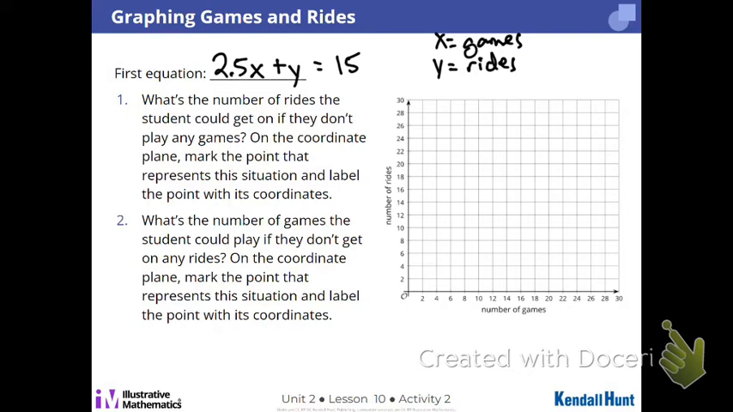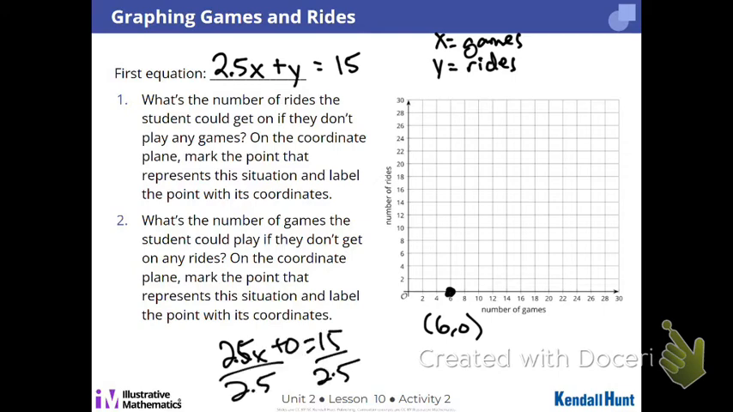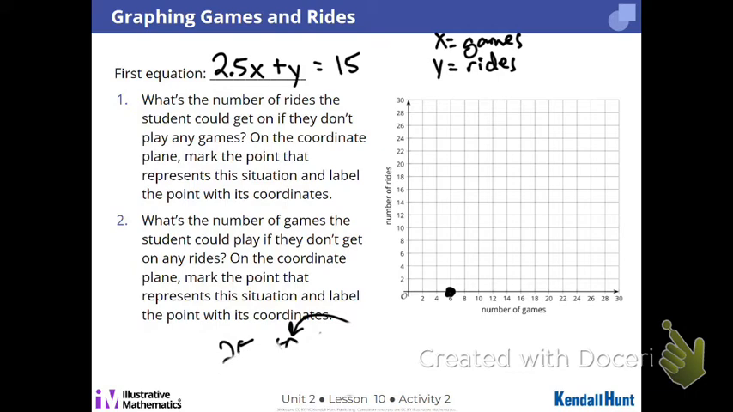And so if they only go and do games, so only x, how many games can they do? 6 games. And here's why 6 works. Would you agree 6 games is $15? Yes. Which means when y is 0, 2.5x plus 0 is 15, you would just divide by 2.5. You don't need to mess with that 0. So you guys did this intuitively. I'm just showing you that when y is 0, x is 6. I'm just making a connection there. You guys used intuition. That's the whole point of this.